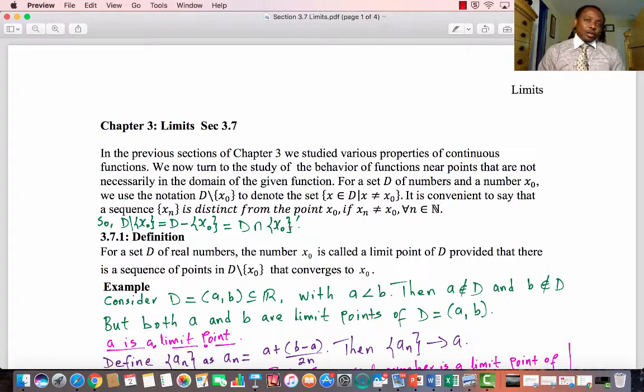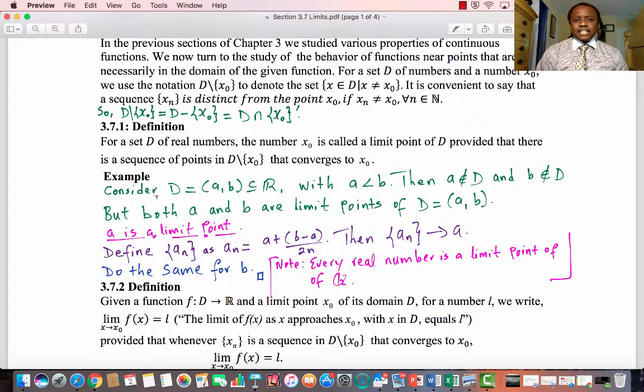So let's go ahead and start with a definition. Subsection 3.7.1 definition. For a set D of real numbers, the number x0 is called a limit point of D provided that there is a sequence of points in D backslash the singleton x0 that converges to x0. So there is a sequence of points in D, x0 is not one of those points, such that the sequence would converge to x0.